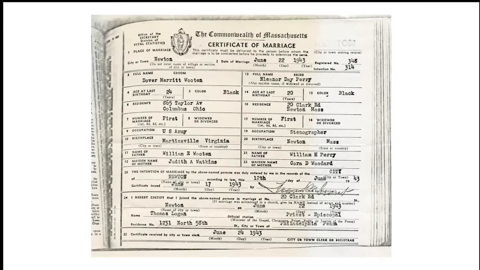And again, it talks about their ages, where they were residing at the time, and the number of the marriage. He was in the U.S. Army at the time. His birthplace is Martinsville, Virginia. It lists his father and mother. It lists Eleanor's occupation as a stenographer, and she was for many, many years. Her birthplace was Newton, with the names of her father and mother. The intention of marriage by the couple was filed on a particular date, and the certificate was issued. So this indicates the certificate of marriage for Dover and Eleanor.